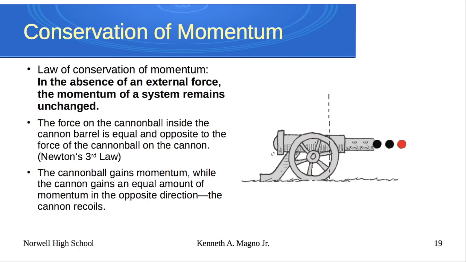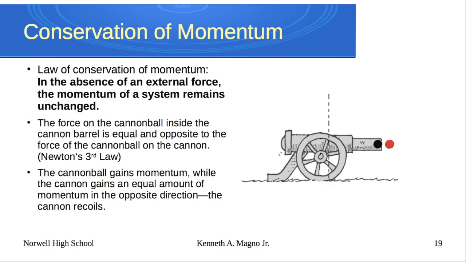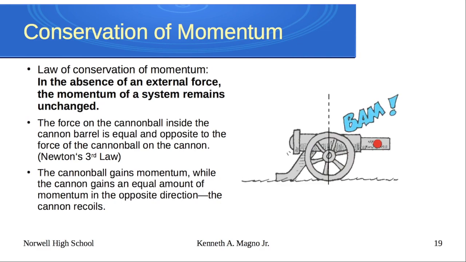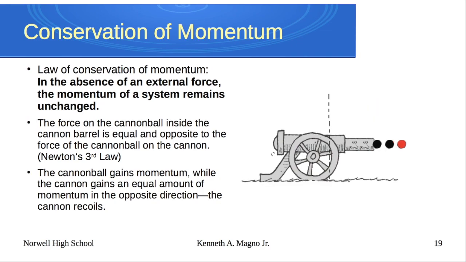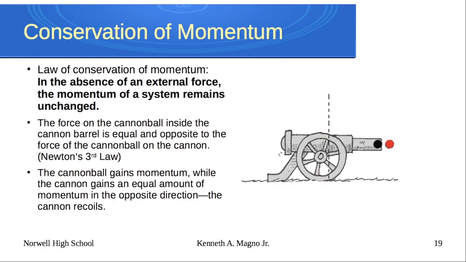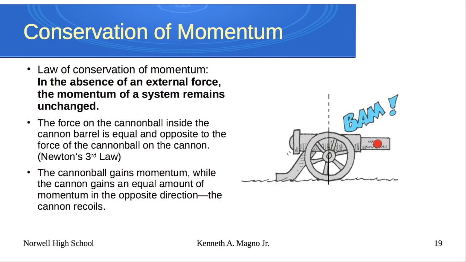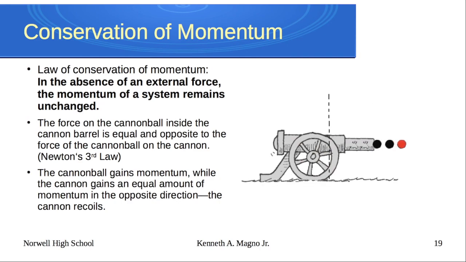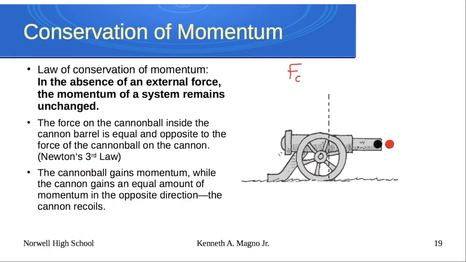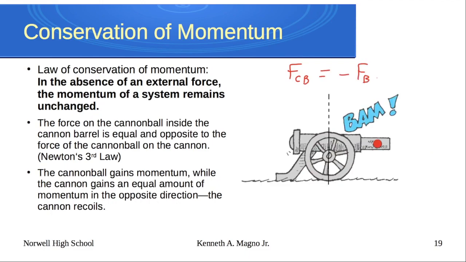So, for example, the force on the cannonball inside the cannon barrel is equal to and opposite the force on the cannon. That's Newton's third law, right? So we saw the cannonball went to the right, the cannon goes to the left in terms of the forces. So what happens is the cannonball gains momentum while the cannon itself gains an equal amount of momentum but in the opposite direction. So we're used to, again, dealing with the idea of the force on the cannon from the ball is equal to but opposite the force on the ball from the cannon.